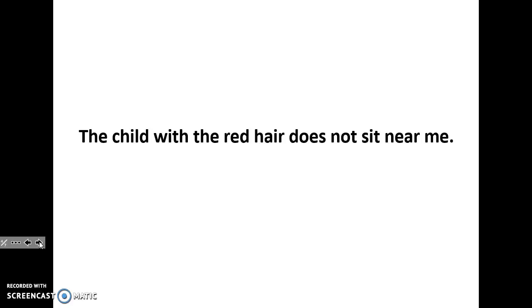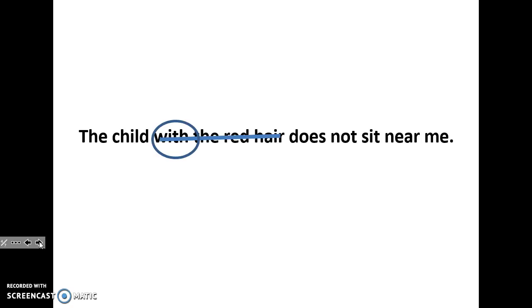Remember, when we're breaking down a sentence for our grammar exercises, the first thing we do is look for our prepositions. Prepositions, of course, are relationship words. So here we see the word with. Now we have to find the object of the preposition. In this case, the red hair is the object. Cross out with the red hair.